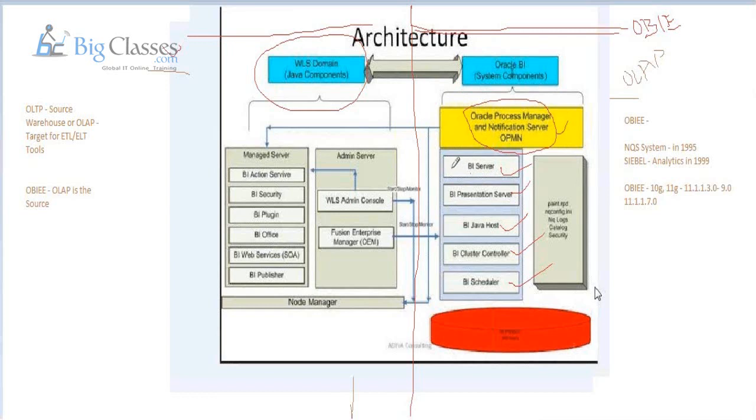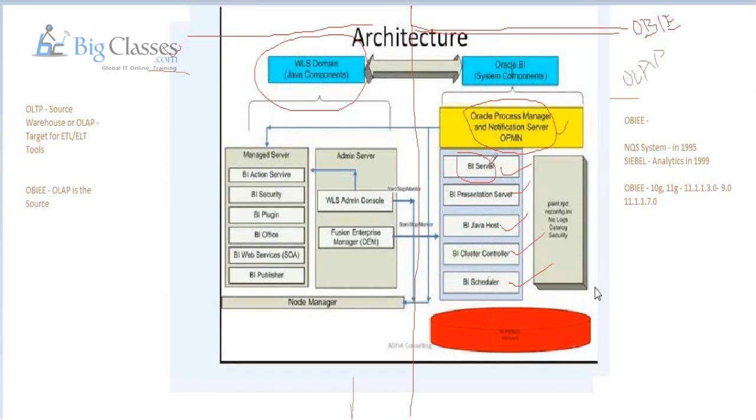In these servers, each and every server has its own configuration files, its own application tools, its own log files, and its own security. Everything is independent, but all together it will act as a single OBIEE component. A single server all together, but in that single server there are multiple servers: BI server, presentation, Java host, cluster, and scheduler.